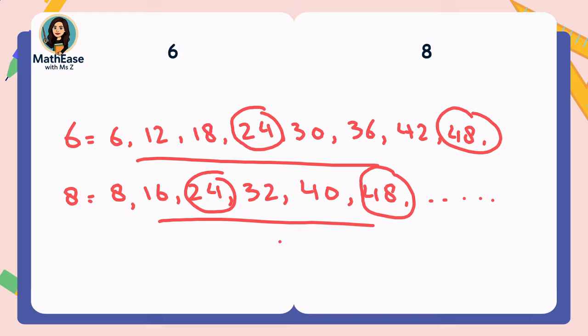This means that out of all the common multiples between 6 and 8, we have to pick out the smallest. That has to be 24, as you can probably see. So the LCM of 6 and 8 is 24 because it's the smallest multiple that both numbers share. See how simple that was? You just list the multiples until you find the first one they share.